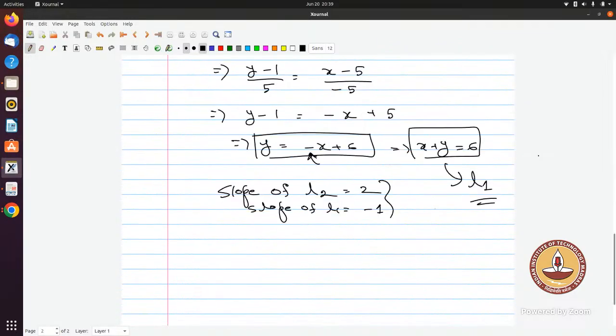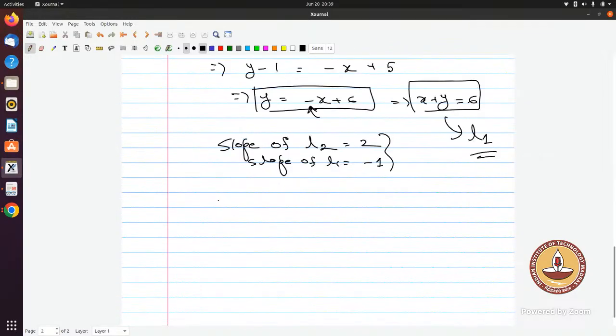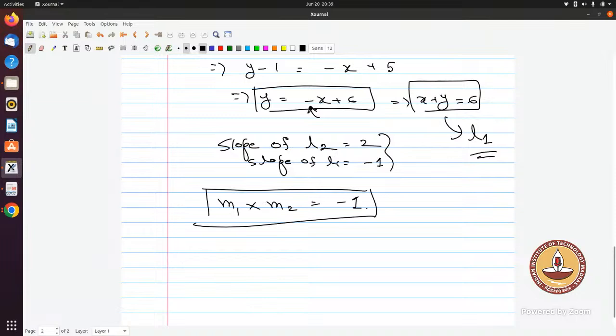Now when two straight lines are perpendicular to each other, the product of their slopes is minus 1. But that is not happening here, right? Here it is 2 into minus 1, that is minus 2. So it is not minus 1. So L1 and L2 are not perpendicular.